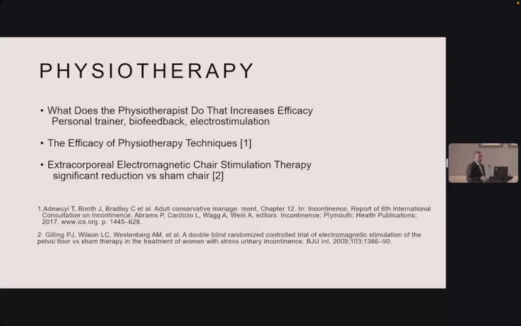So a recent randomized controlled trial using a sham chair versus this chair in women who were unable to contract the muscles actually found that there was a significant reduction in the leakage when they used the chair, using a pad test, compared to those who used the sham chair. So if you have some money, maybe you can invest in one of those chairs for the home or for the office. I'm not sure.